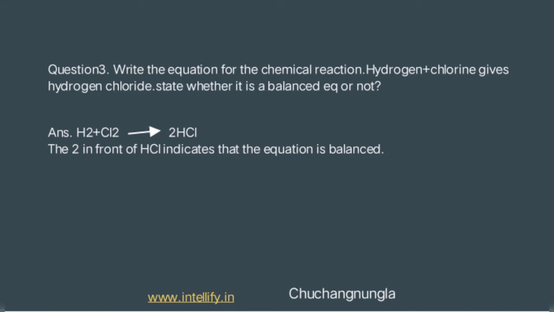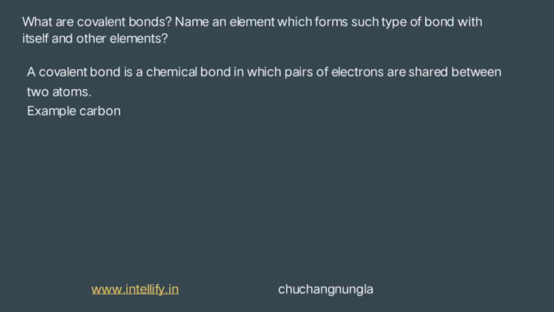Question 3. Write the equation for the chemical reaction: hydrogen plus chlorine gives hydrogen chloride. State whether it is a balanced equation or not. So when hydrogen reacts with chlorine, hydrogen chloride is formed. Hydrogen chloride is a gas and has the formula HCl. The presence of 2 in front of the HCl indicates that the equation is balanced.